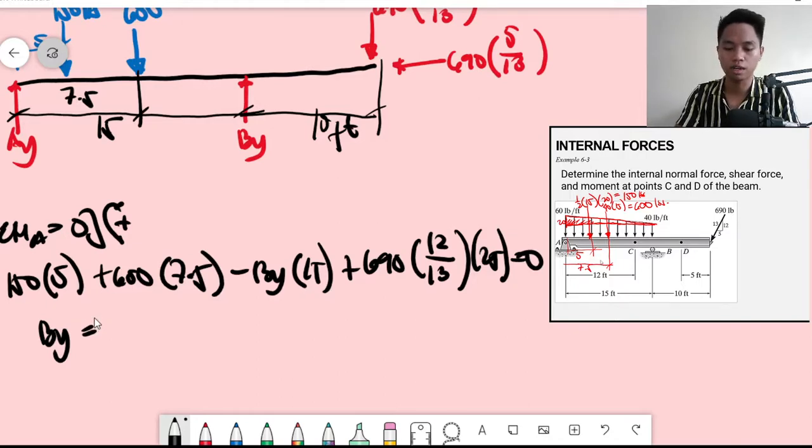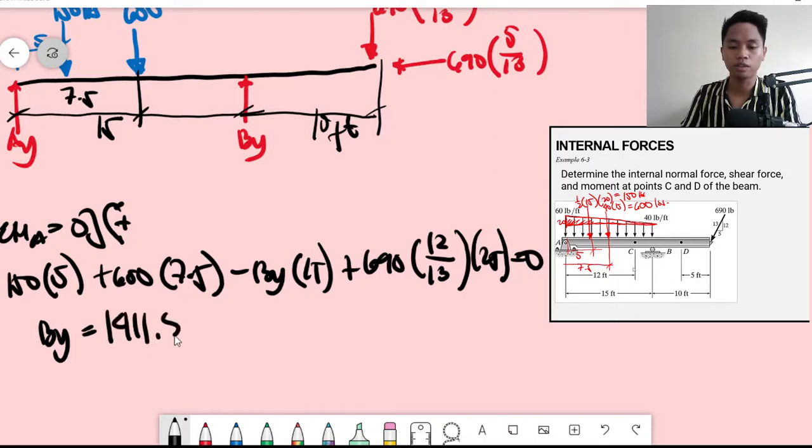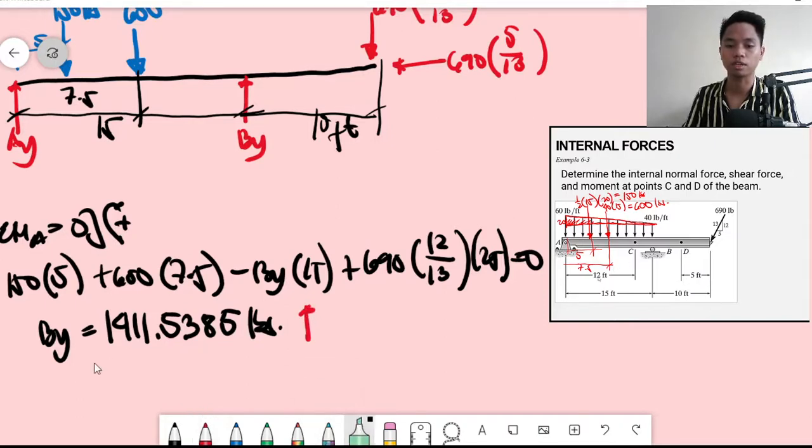Let's wait. 150 plus 600 times 7.5 plus 690 times 12 over 13 multiplied by 25, divided by 15. This is equal to 1411.5385 pounds. The direction is upward. Okay, that is important.